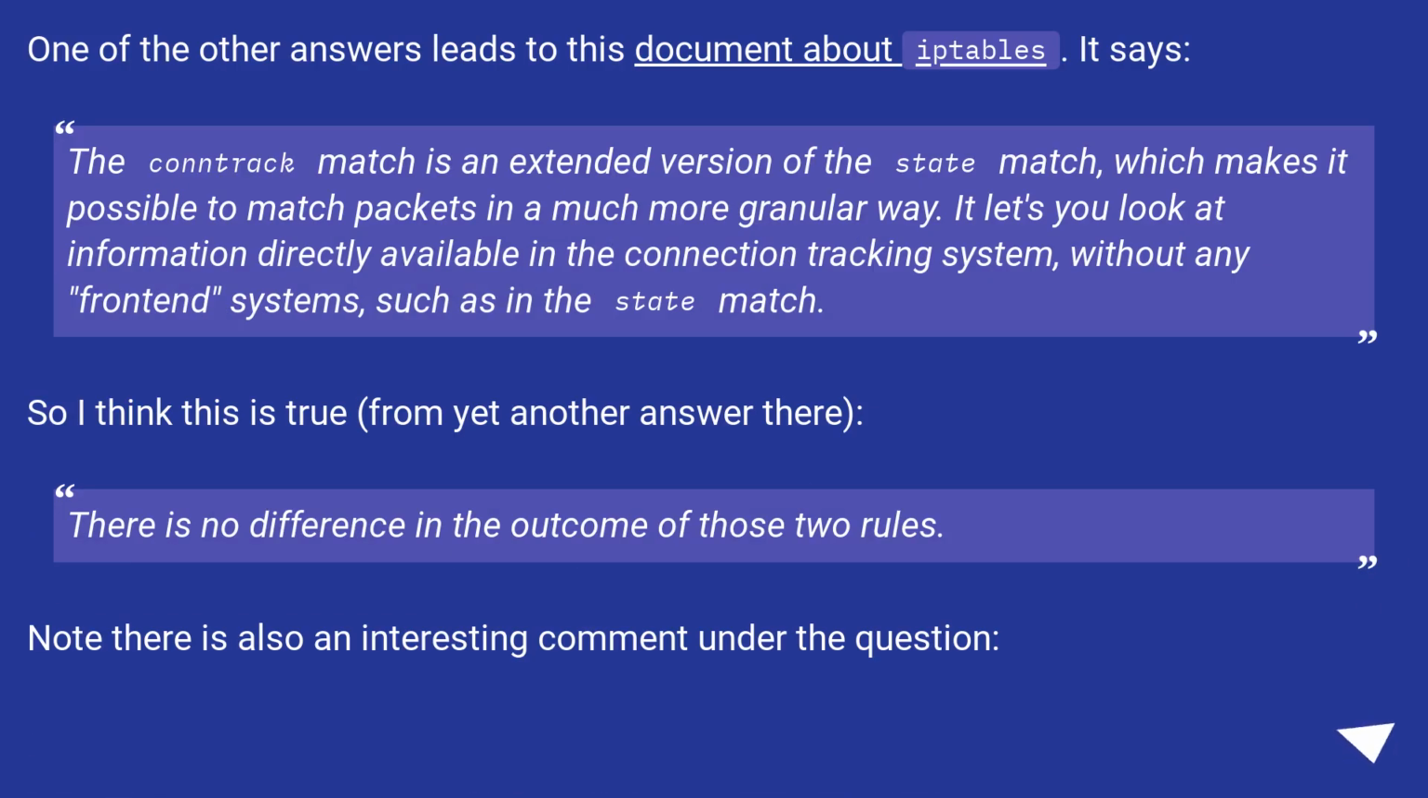One of the other answers leads to this document about iptables. It says, the conntrack match is an extended version of the state match, which makes it possible to match packets in a much more granular way. It lets you look at information directly available in the connection tracking system, without any front-end systems, such as in the state match. So I think this is true, from yet another answer there. There is no difference in the outcome of those two rules.